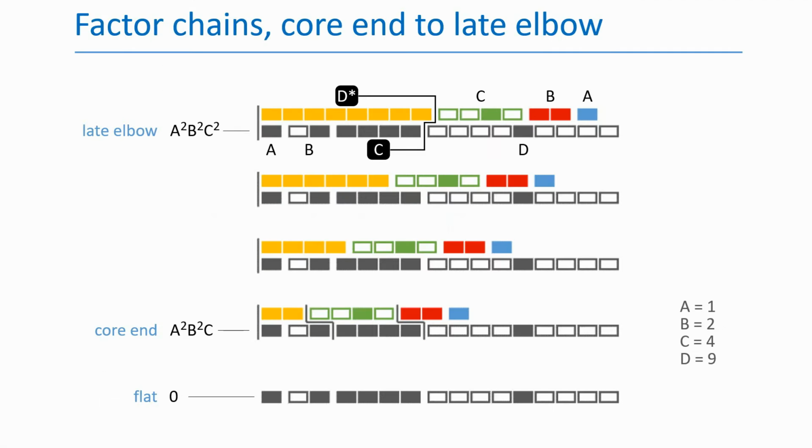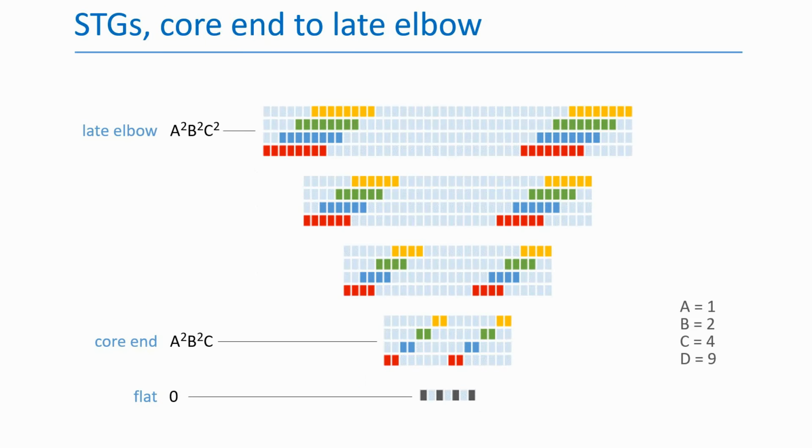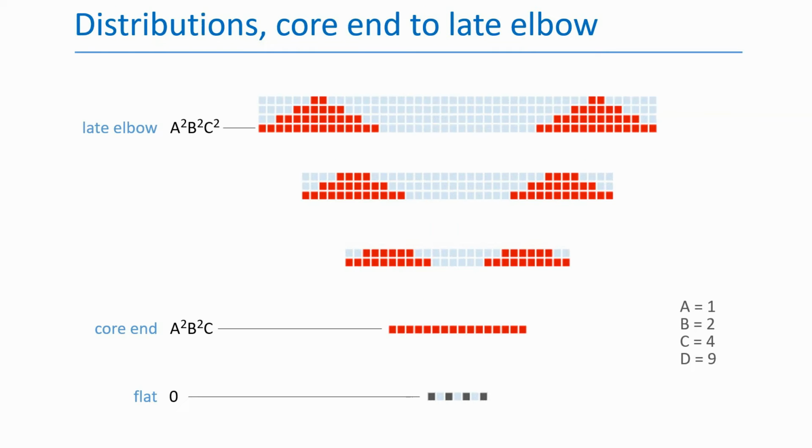In terms of factor chains, the late elbow occurs when live D shares a ceiling with static C. In terms of spatial features, this corresponds to the live stripe being as wide as the static array. In the source target grid, the bright space from one source patch overlaps with the bright space from other source patches. And the distribution shows the result that the individual beams separate from one another, but with minimal widening.